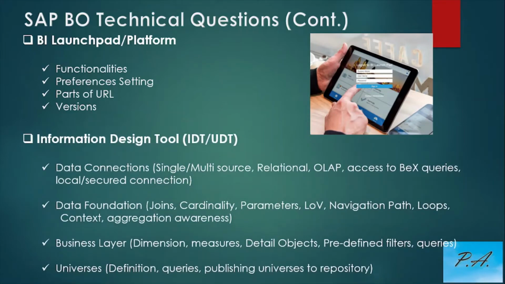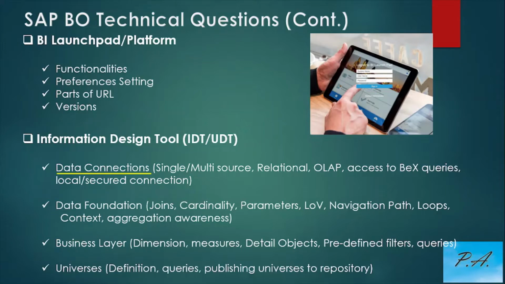Information design tool is one of the most commonly used tools across all reporting tools for the development of universes, which is used as a data source. So information design tool, also known as IDT, is a business object design tool that extracts the data from different data sources using OLAP or relational connection to create universes.